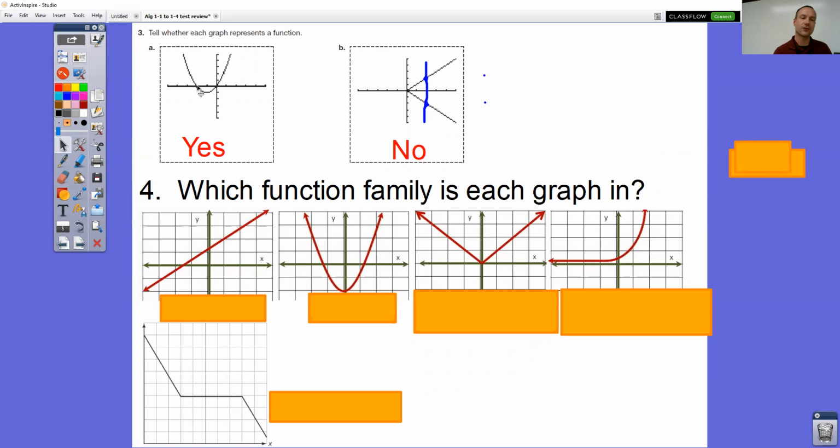This one passes the vertical line test because there's not 2 dots right above each other. So if there's 2 dots right above each other, it is a no. An easy way to remember that is this forms the capital letter N in no.